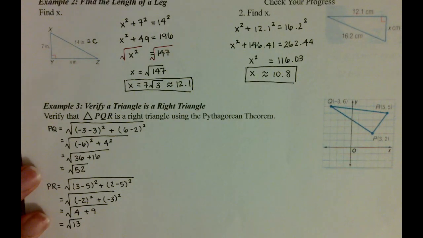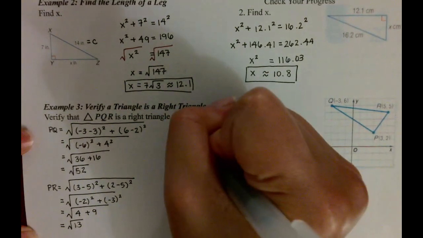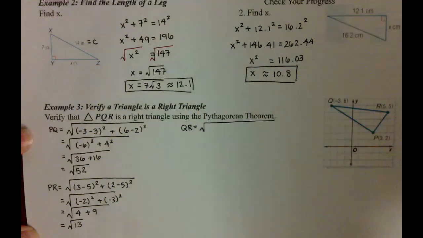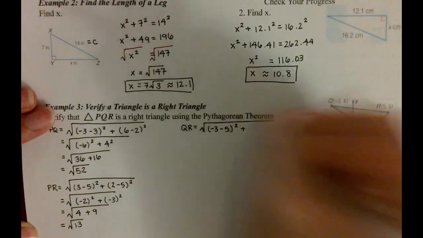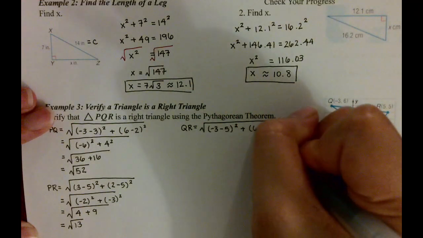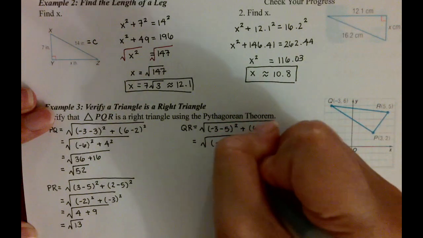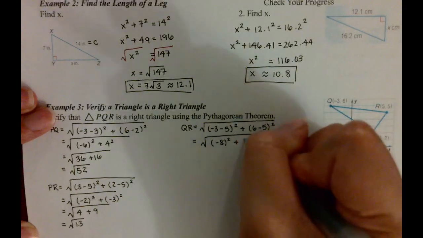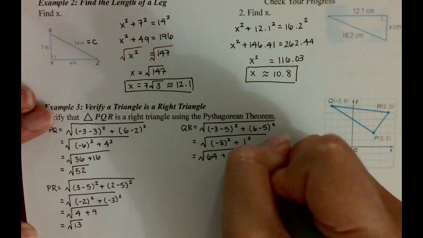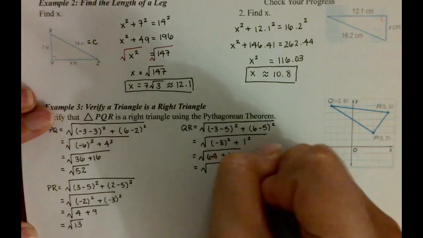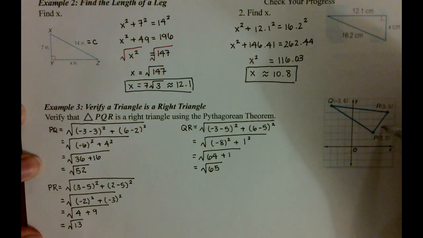My last side here is QR. The square root of (-3 minus 5) squared plus (6 minus 5) squared. -3 minus 5 is -8, and 6 minus 5 is 1. (-8) squared is 64, 1 squared is 1, and 64 plus 1 is 65. Now we've got each of the sides.